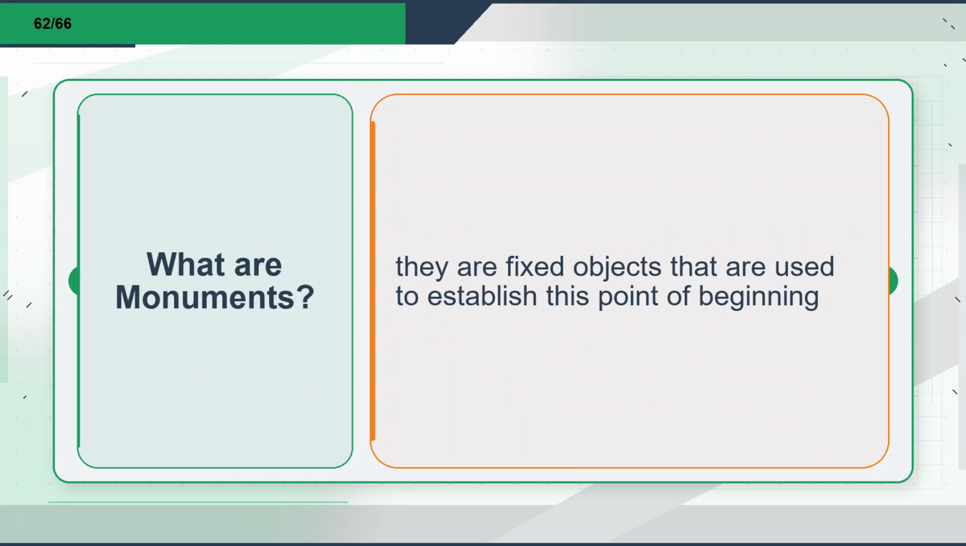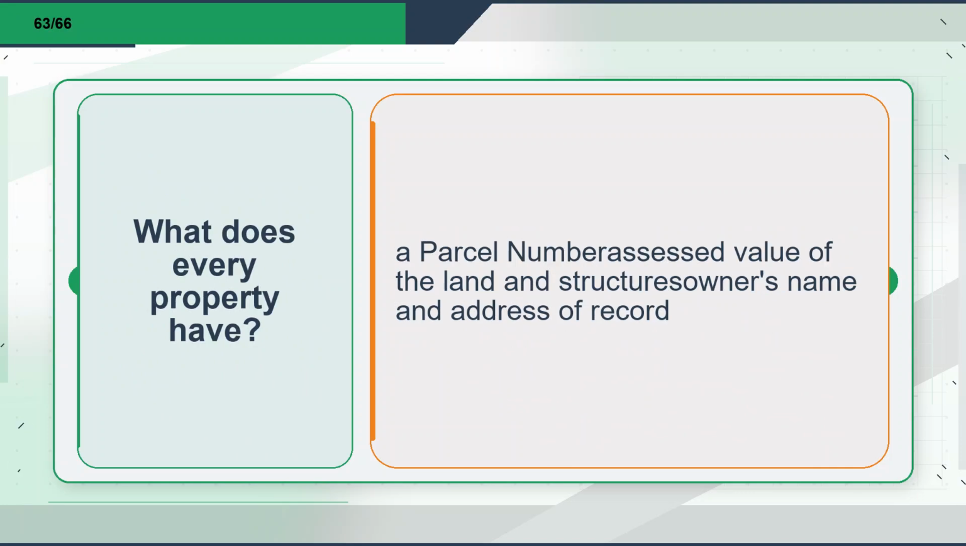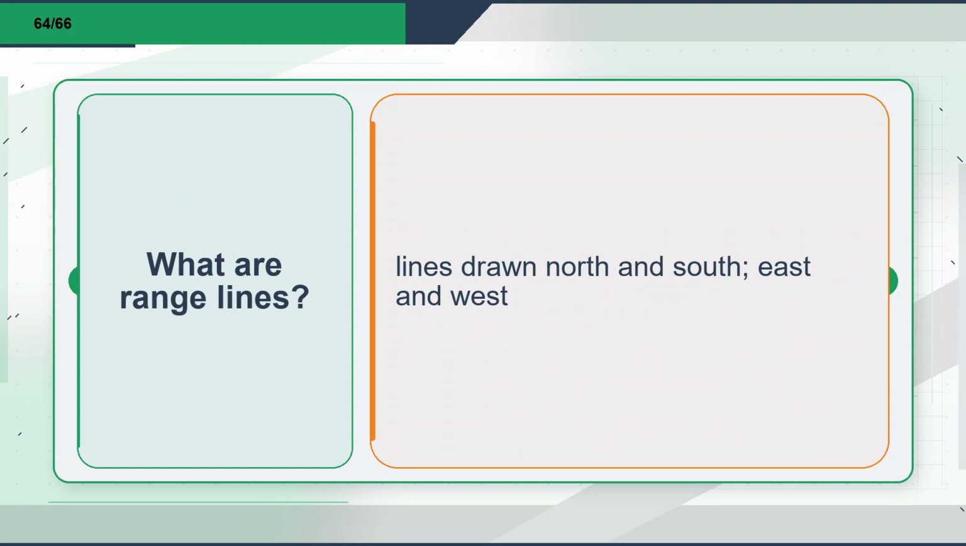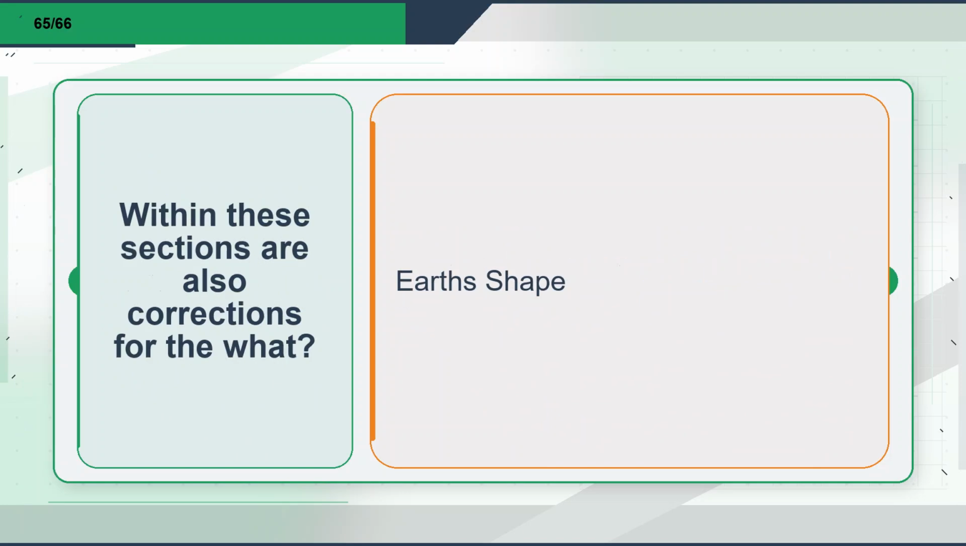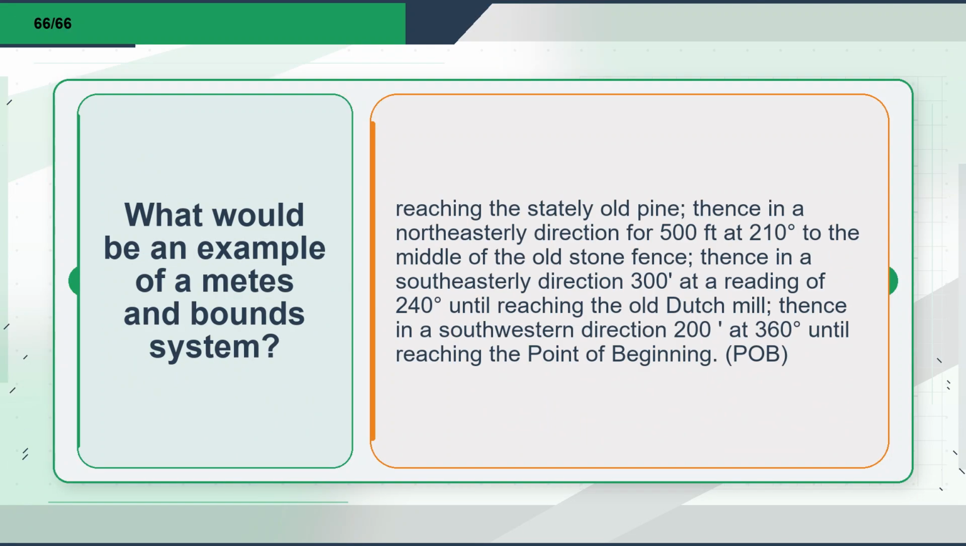Flashcard 62. Term: what are monuments? Definition: they are fixed objects that are used to establish the point of beginning. Flashcard 63. Term: what does every property have? Definition: a parcel number, assessed value of the land and structure, owner's name and address of record. Flashcard 64. Term: what are range lines? Definition: lines drawn north and south, east and west. Flashcard 65. Term: within these sections are also corrections for the what? Definition: earth shape.